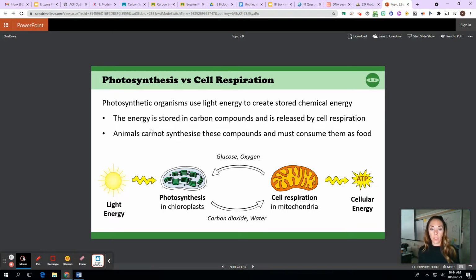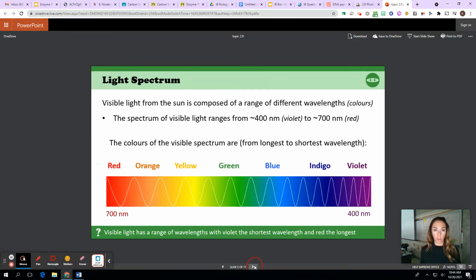Animals, right, cannot synthesize or make their own food in this glucose, so we depend on food, right? We have to consume them mostly in the form of plants, right? But we'll talk about some other types of food in our next unit.